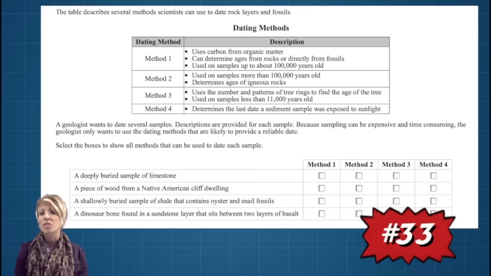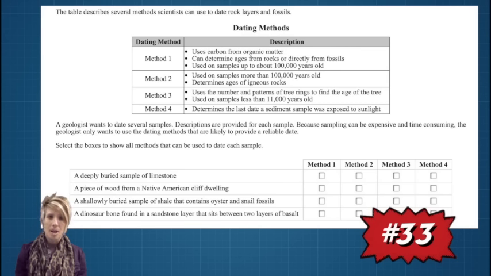Method number two, it's used on samples that are more than 100,000 years old, and it determines the age of igneous rock. Now remember, igneous rock is those types of rocks that come out of a volcano. You guys learned that in types of rocks in seventh grade. Method number three uses the number and patterns of tree rings to find the age of the tree, and it's used on samples that are less than 11,000 years old. And then lastly, method four determines the last date that a sediment sample was exposed to sunlight. So those are the four ways that we can date rock layers and fossils.